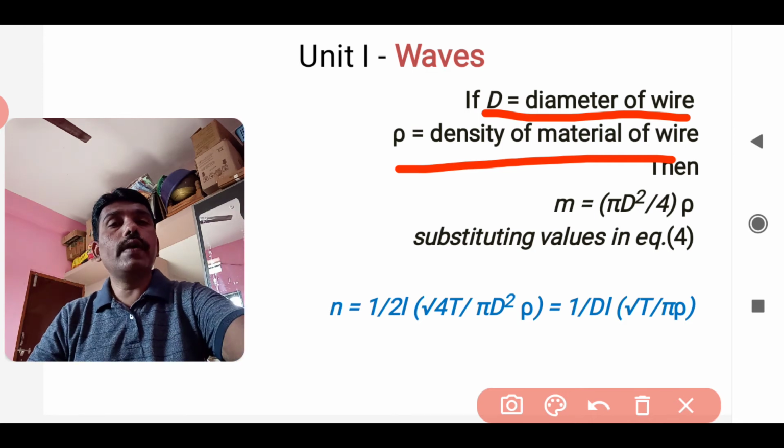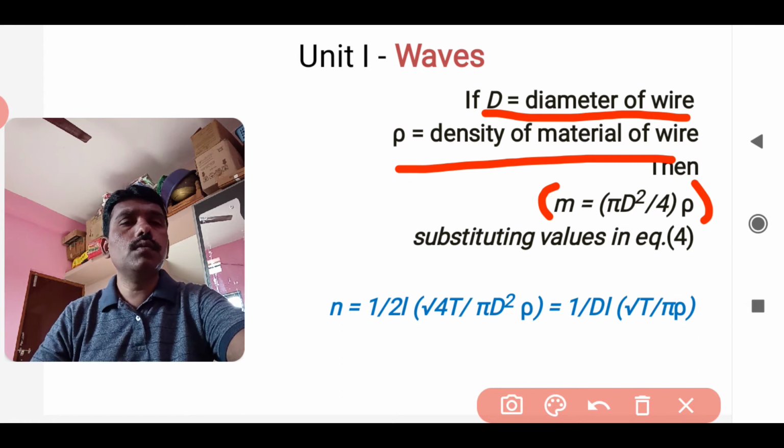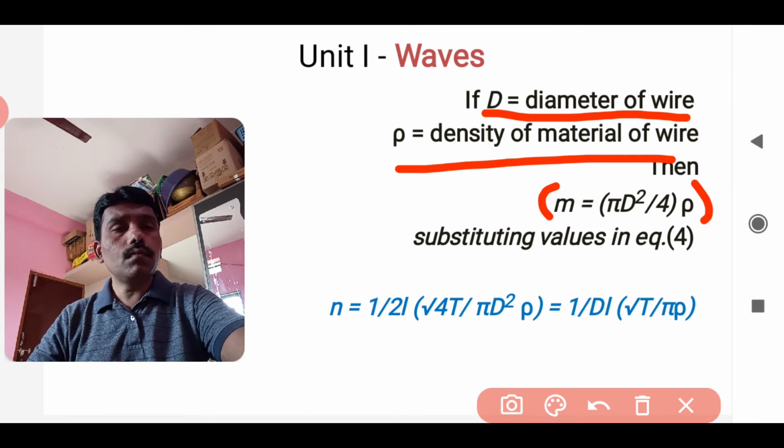So again, substituting the values for m, m is nothing but pi d square by 4 into rho. So this is the value for your m, where you are putting this relationship m is equal to pi d square by 4 into rho. As far as the modes are concerned, the pi is for one complete period that was calculated, which is why pi comes here, and then the 1 by 4 relationships come here.